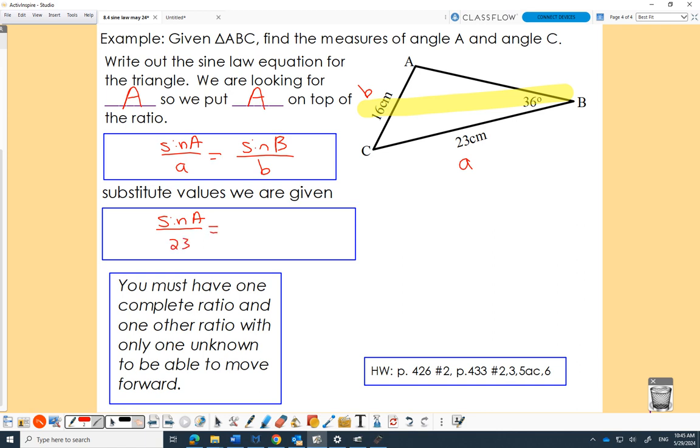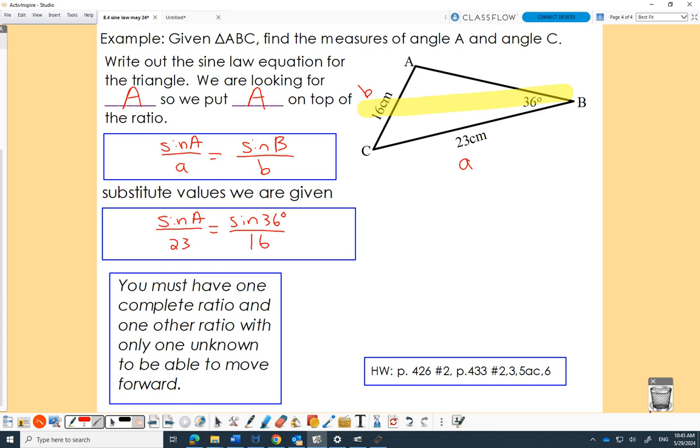Big B, 36. Little b, 16. It's almost more difficult to write than just look at. Sine 36 over 16 equals sine A over 23. It's almost impossible to get students to write the formula for this every time. It's easier to write without the formula once you really know sine law really well. So, now what?